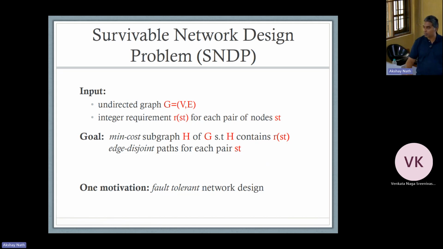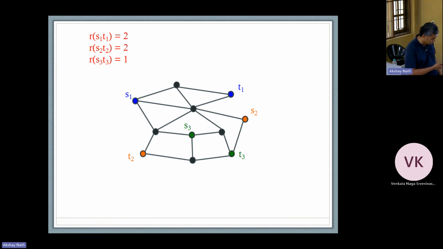I start with a graph and edge costs as before. Now for every pair of vertices s and t, I tell you I want this much edge connectivity. So I want 5 for this pair, 2 for that pair. Every pair can have a different edge connectivity requirement. And what is your goal? You want to design a sub-network that satisfies this connectivity requirement. So it's a fairly general problem. Here is an example.